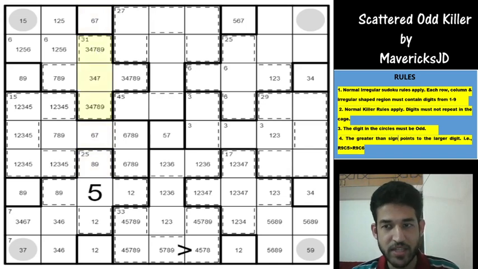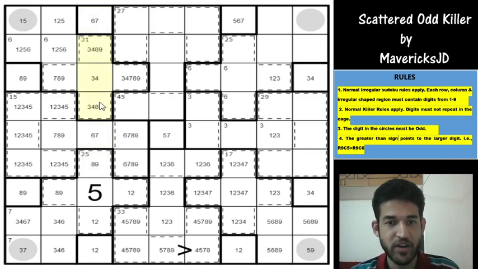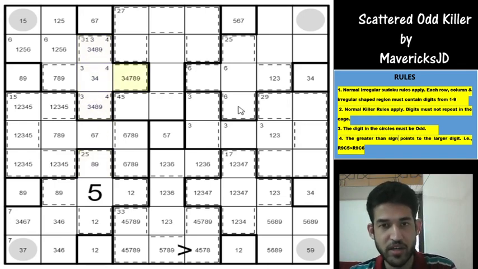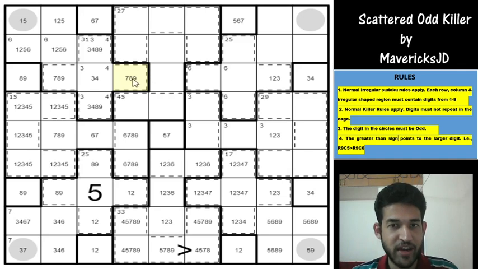So none of these cells can take a 7. So those become 3, 4, 8, 9. Which means that these cells will take a 3, 4 corner pencil mark, because you have a 3, 4, 8, 9 quadruple. So that's a 3, 4, and that is not a 3, 4, right?